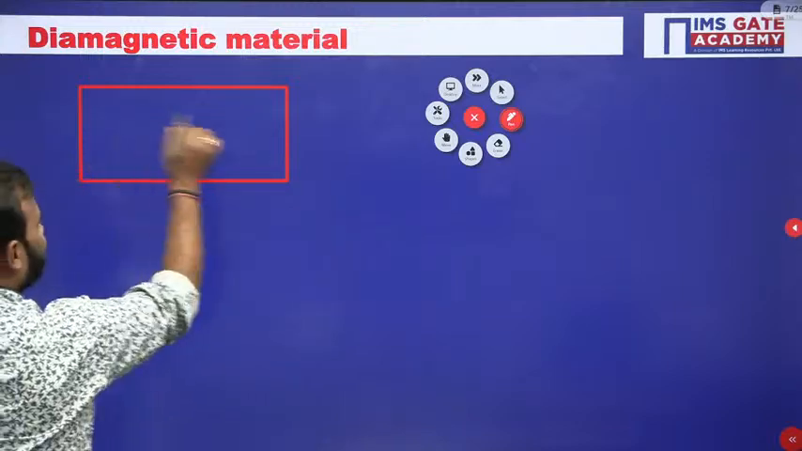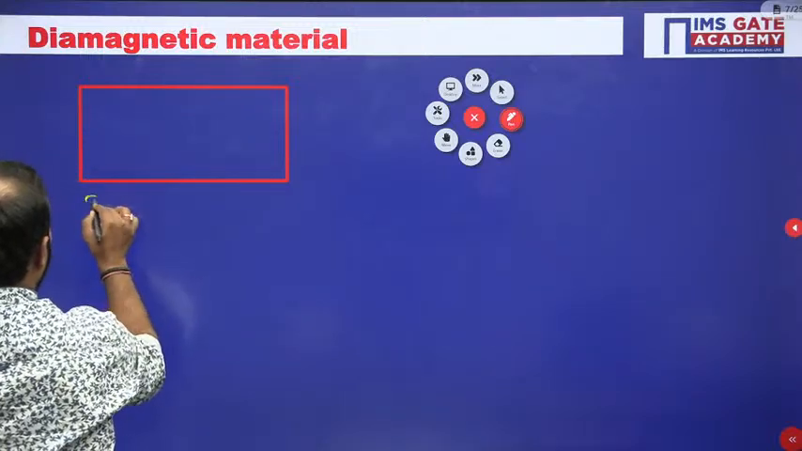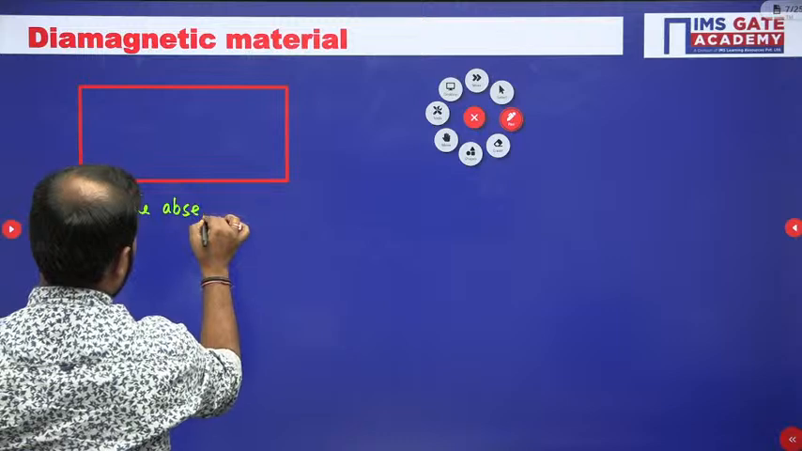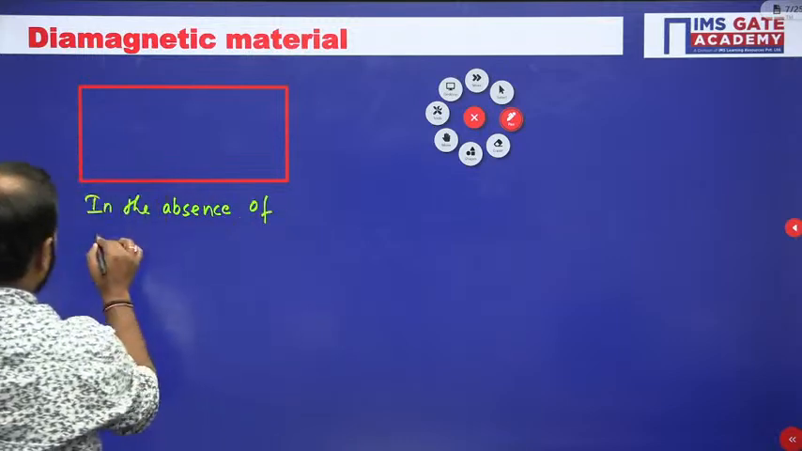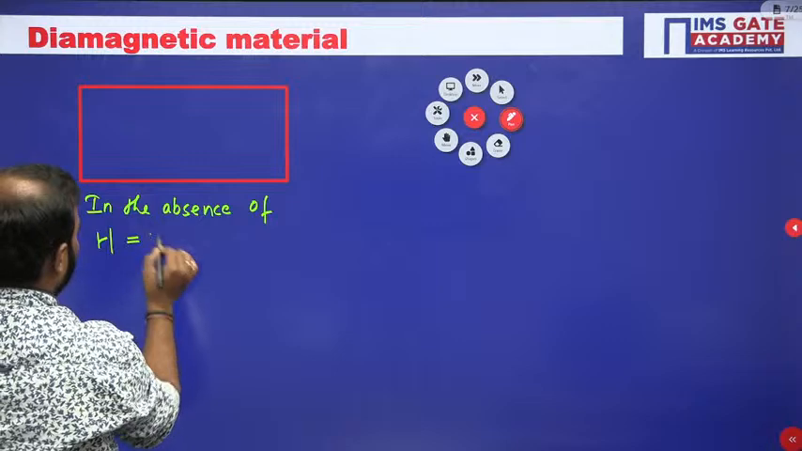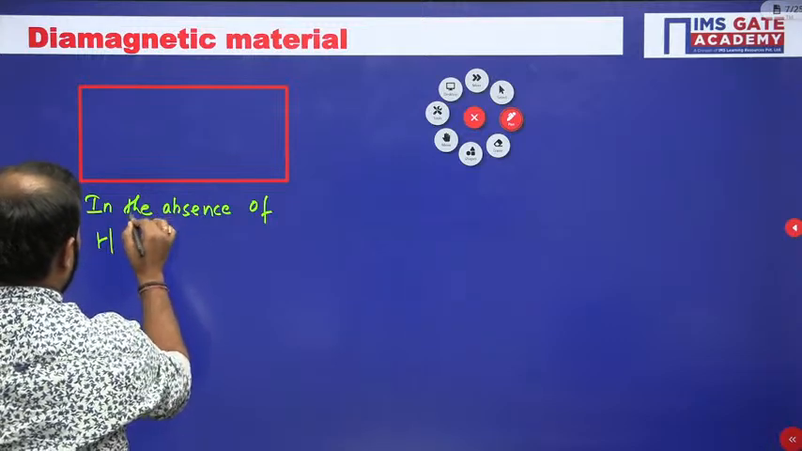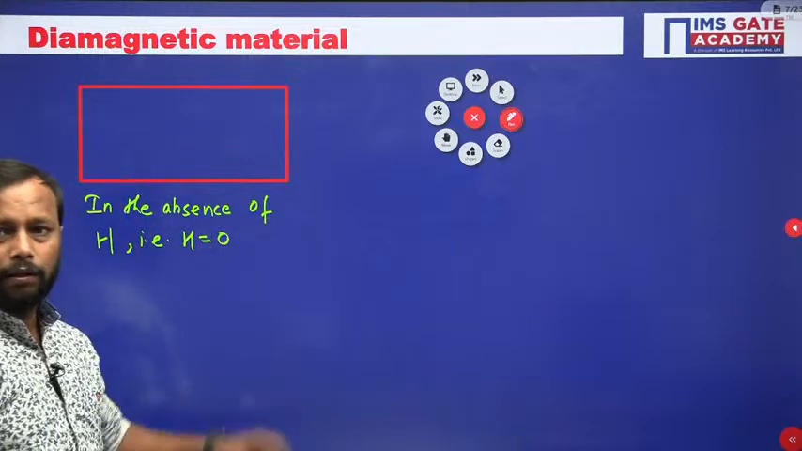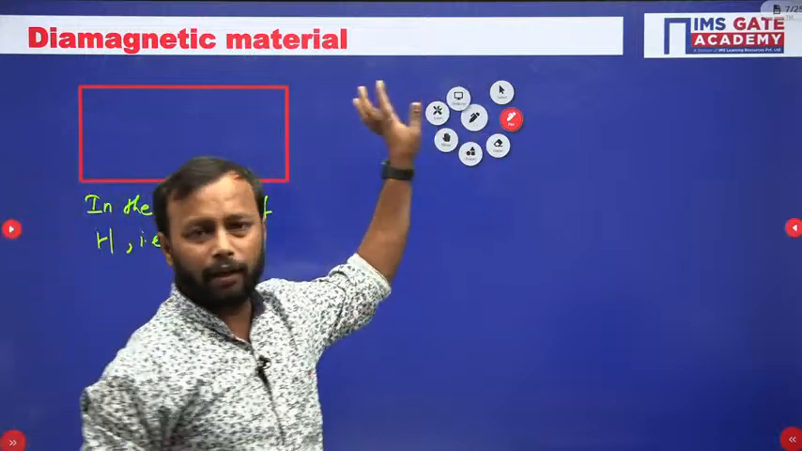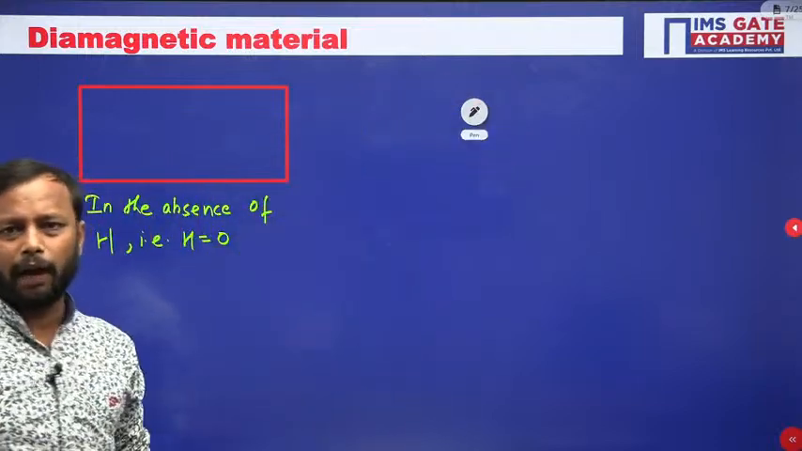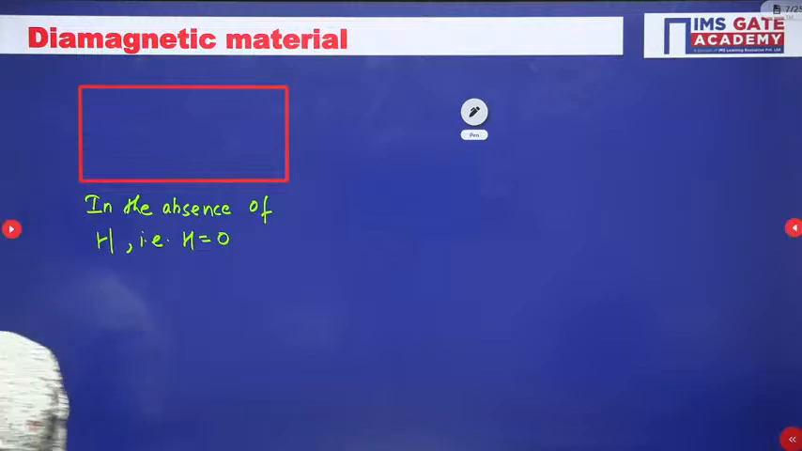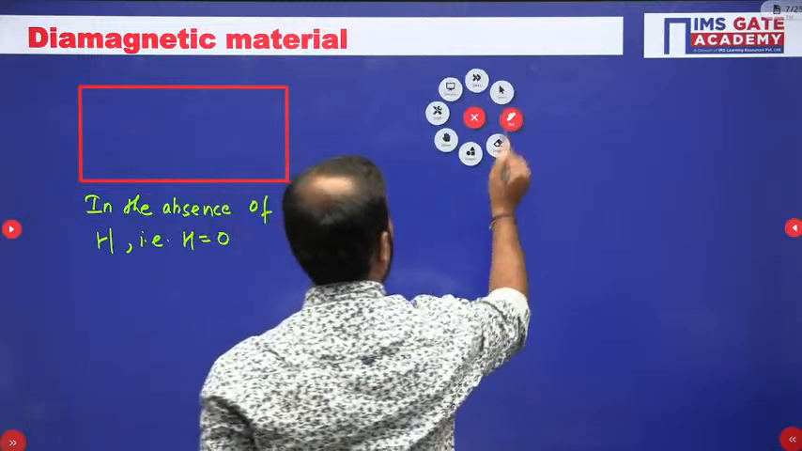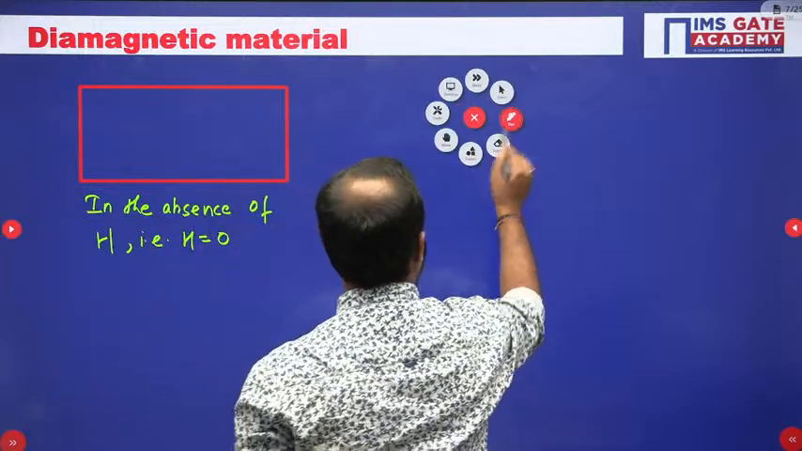Okay, so see, this is one material in which, in the absence of magnetic field intensity, that is H equal to 0, there will be no dipoles present in the material. Am I clear? Now see what is going to happen when you give the magnetic field intensity.